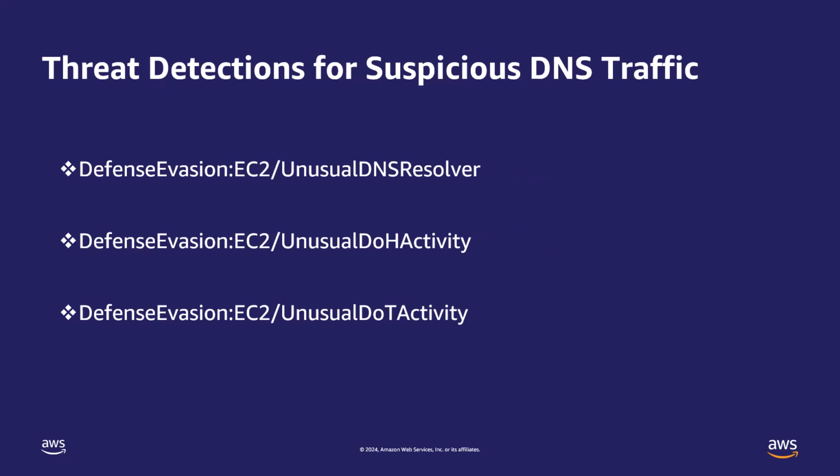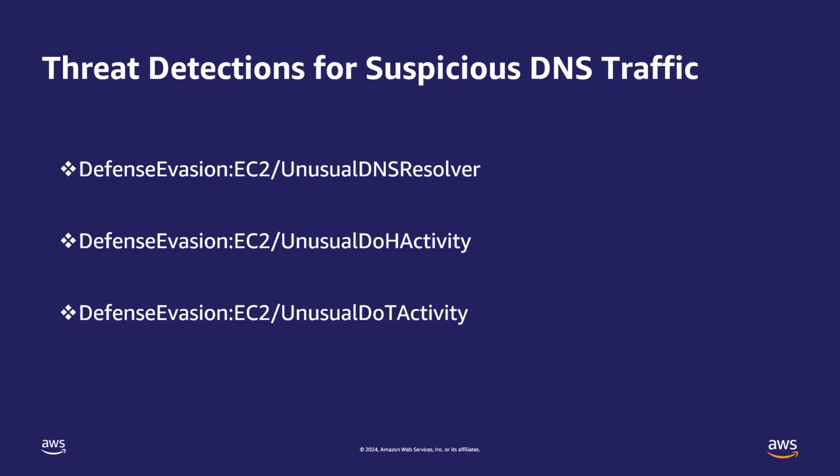These threat detections, also known as finding types, were added to alert customers of suspicious DNS traffic, which may indicate potential attempts from bad actors to evade detection when performing activities like exfiltrating data or using command and control servers to communicate with malware. They are Defense Evasion EC2 Unusual DNS Resolver, Defense Evasion EC2 Unusual DoH Activity, and Defense Evasion EC2 Unusual DoT Activity.